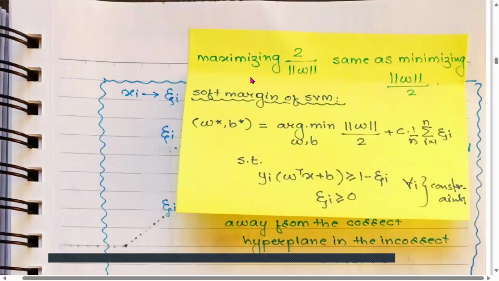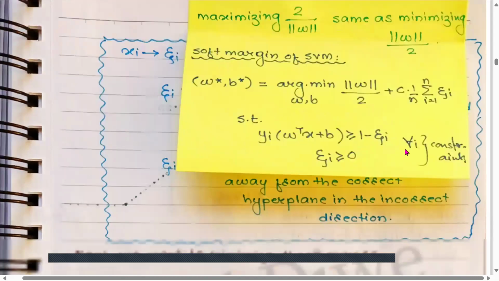Here it is written that we have to maximize 2/||w||, which is the same as minimizing this. I told you earlier, if this is given, then we have to maximize. If this is given, then we have to minimize. This is what is written for the soft margin of SVM.